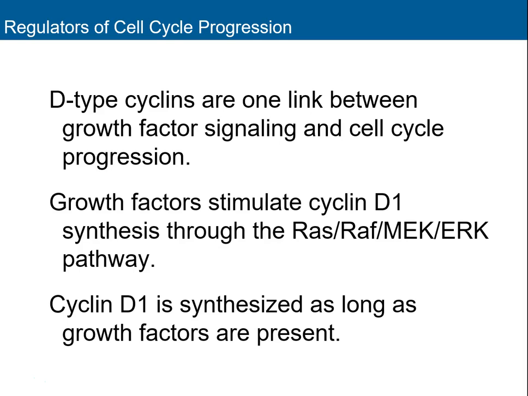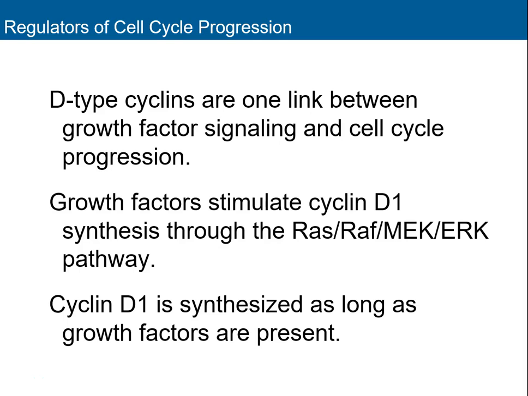We have the idea that growth factors sit on the outside of the cell. They bind to their specific receptors, okay? And then how do you link what's initiated by the binding of the growth factors to the receptor to changes in the cell cycle? That's what this is saying here. So these D-type cyclins are involved in linking that, okay?